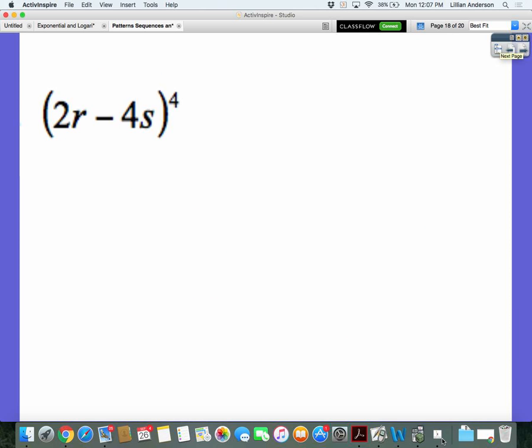So here we go, 6 minutes. You had to expand this. It was the 4th power, so how many terms should we have? 5. Count your terms. You have 5 terms? Yeah. Do your coefficients decrease?